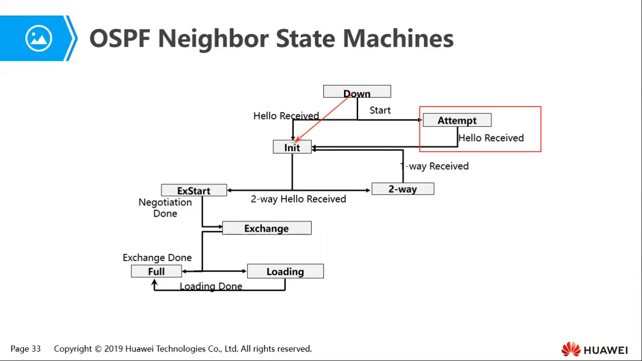From down to init, after you've received a hello packet, and when you receive a hello packet with your router ID in the neighbor list, you transit to two-way. Exstart, you negotiate the sequence number and who's master, who's slave. Exchange, you begin advertising your link state information: I know Kitale, I know this, I know this. Loading, you start requesting what you don't know. Full, when you've synchronized your LSDBs, so everyone has everything that everyone else has.